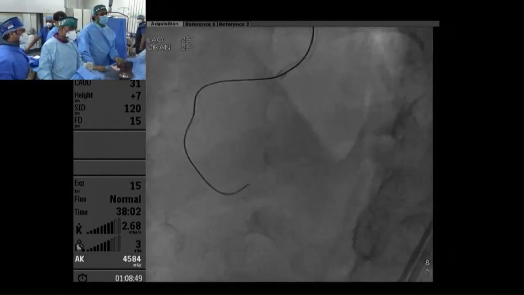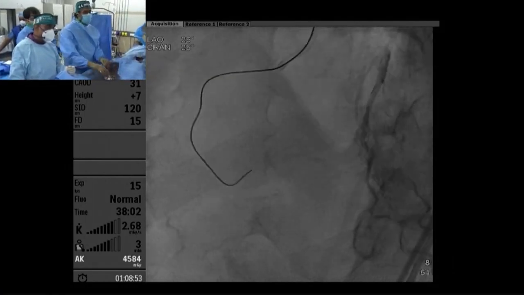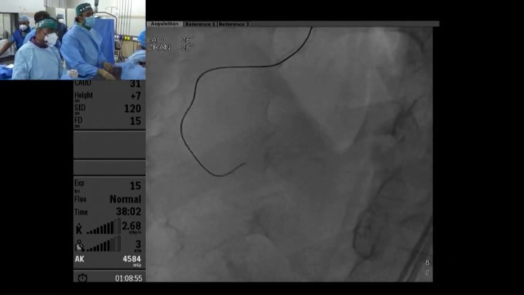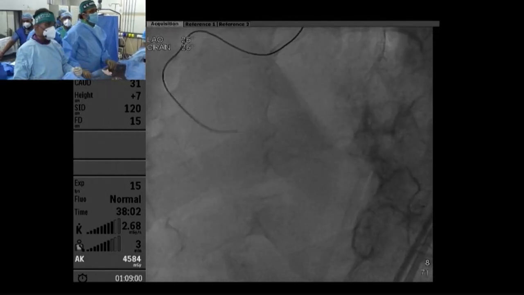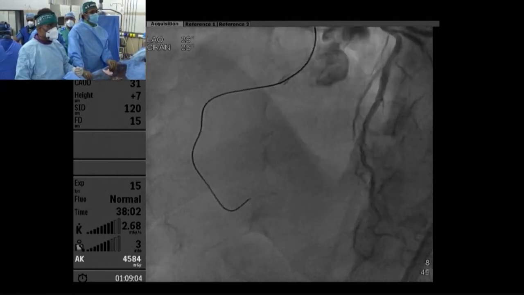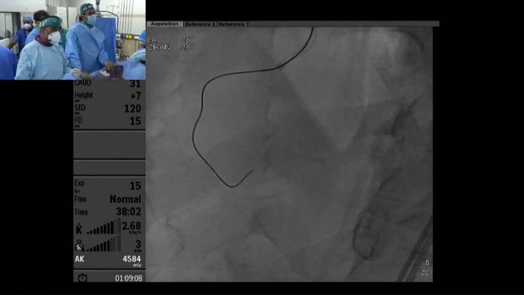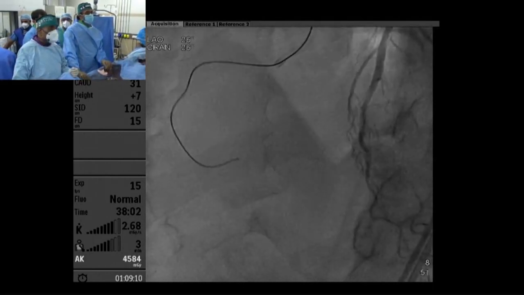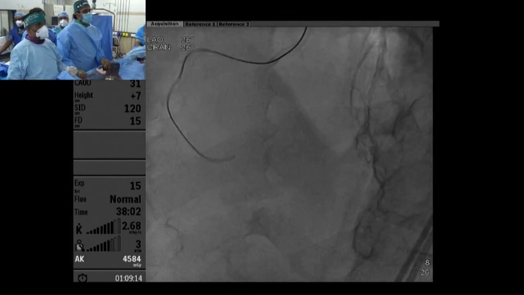Okay, next. Sir, in which situations do you try the Fielder XT type of wire first? Only when there is a faint antegrade trickle, then you will take a Fielder XT type of wire. Otherwise, if it is a definite CTO, you directly go for stiffer wires. I think you thought this was an older occlusion, that's why you went straight to Gaia. This is from March to today, about 4 months. Okay. And definitely, in fact, on the ECG also.